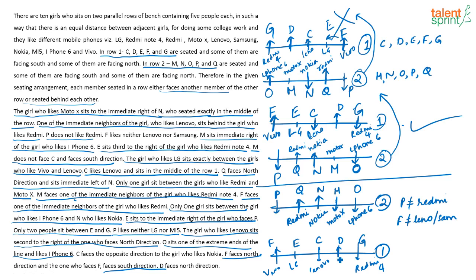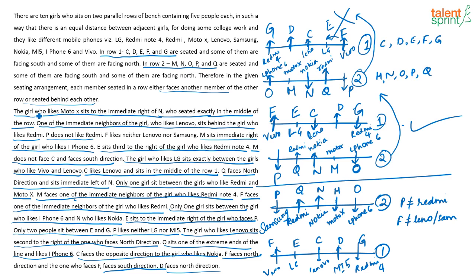So who should like MI5? D has to like MI5. And what is the only other company that we are left with? We are left with Samsung. So P should like Samsung. And again, direction of E I have to find out, right? E sits to the immediate right of the girl who faces C. C faces the opposite direction of the girl who likes Nokia, that is used. F faces north direction, and the one who faces F faces south direction. D faces north direction. Where do I find out the direction of E?